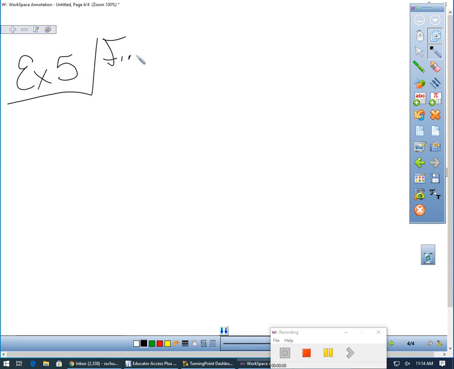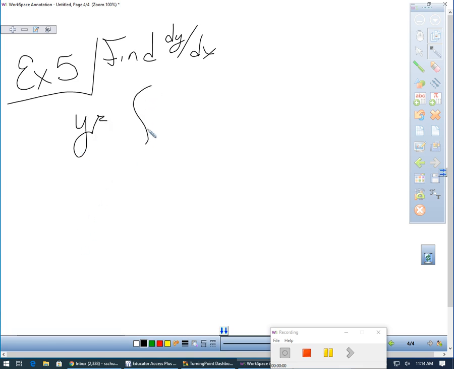Example number 5. Again, let's find, and we're going to amp this up a little bit. Find dy dx. And I'm going to say y equals the integral from 5x squared to 25. And in here, let's put t squared minus 2t plus 9 over t to the third plus 6.